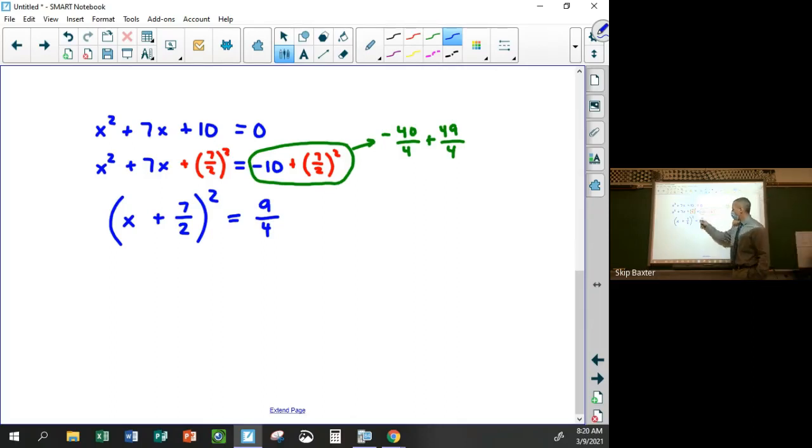What do I get when I square root 9 fourths? What do you get when you square root 9? No, square root. 3. What do you get when you square root 4? Square root, not square. 3 halves, it's 3 halves, right? You just square root the top and square root the bottom. So this is going to be x plus 7 halves equals plus or minus 3 halves.